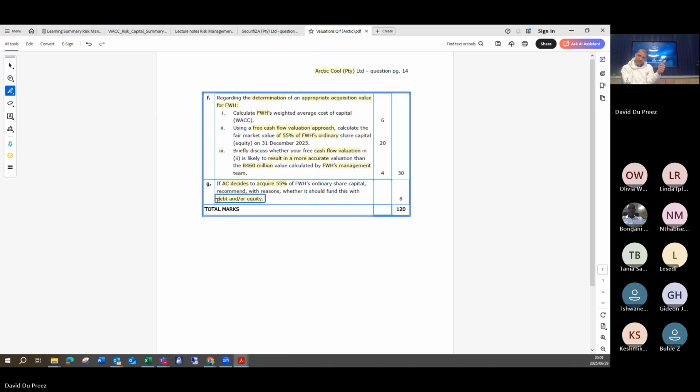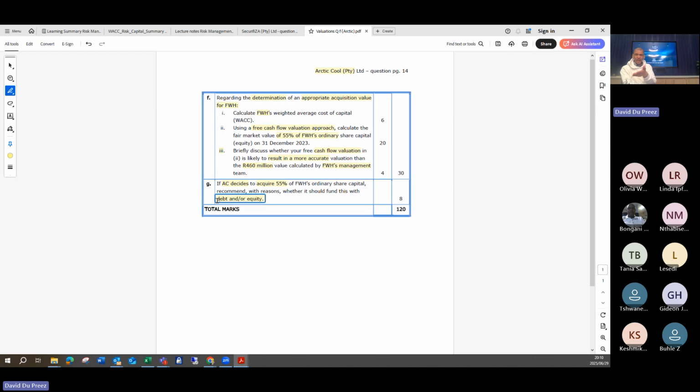Next, Olivia. We're supposed to look at what is more expensive or less expensive. So this is basically the financing decision. We're looking at your target capital structure. How is it going to impact your target capital structure?